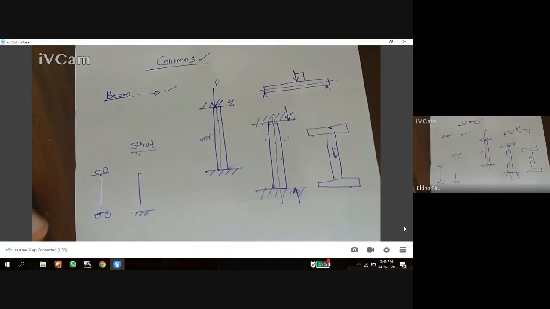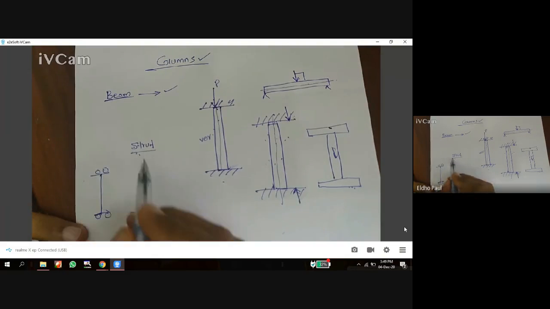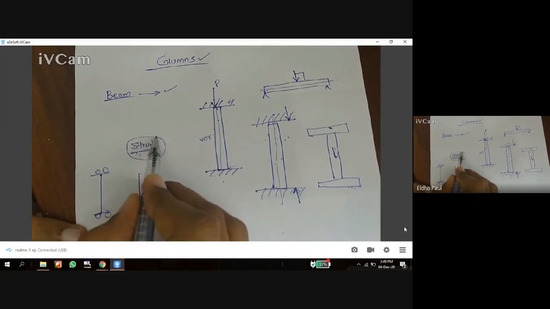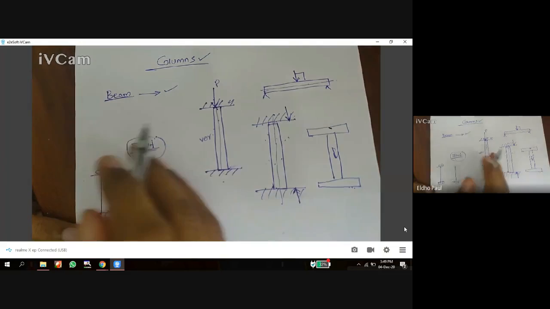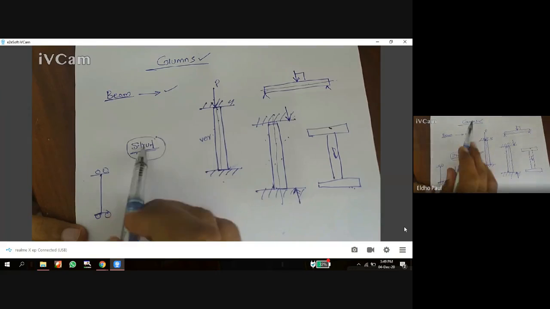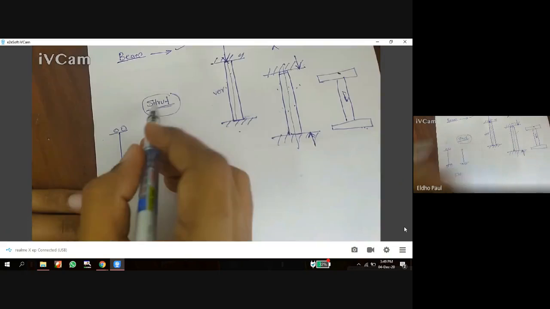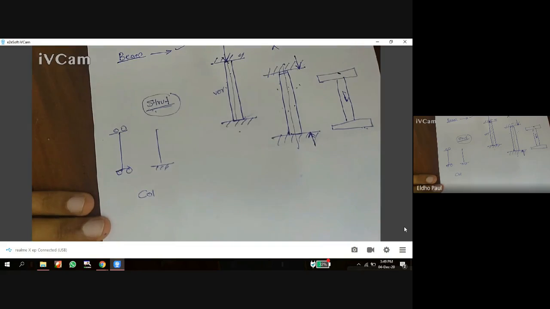Generally we can say a strut is a type of column, so we are not separating these two headings. Commonly I am using the heading column. So that is the introduction about columns.